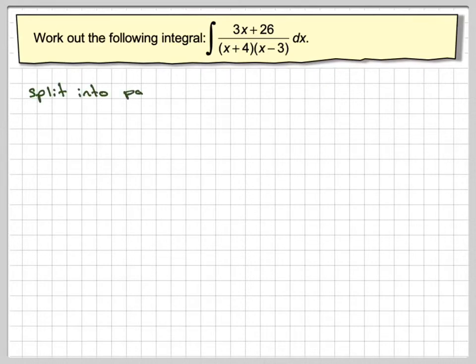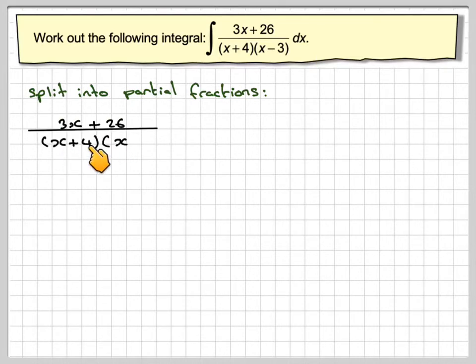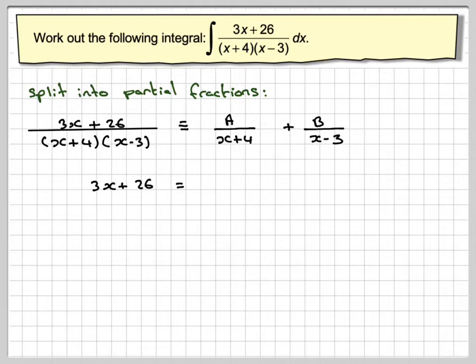So, split into partial fractions, we're going to get (3x + 26) over (x + 4)(x - 3). So what we split this into is A over (x + 4) plus B over (x - 3). And then we can say that 3x + 26 is equal to A times (x - 3) plus B times (x + 4).